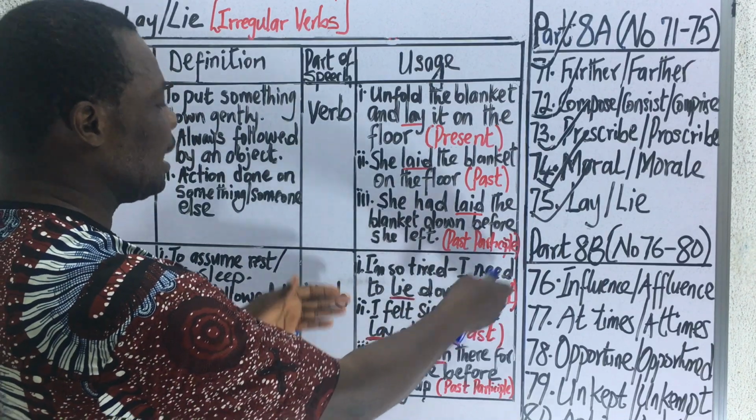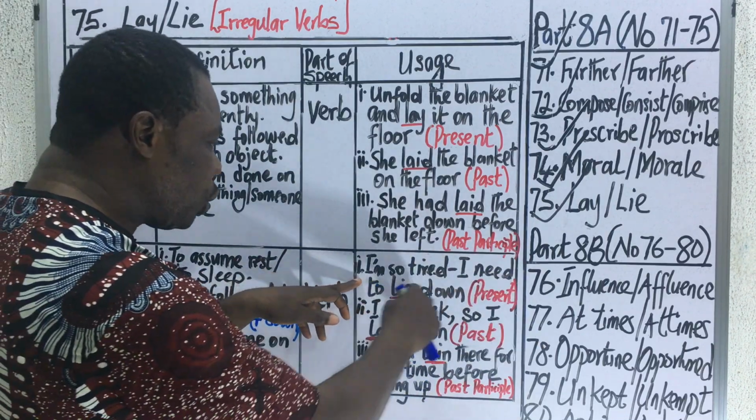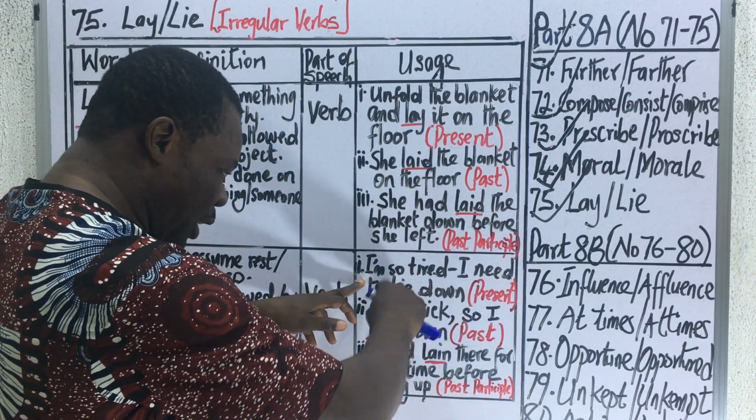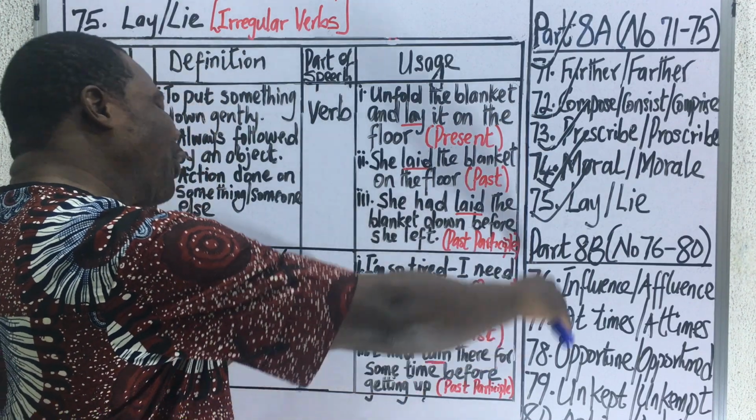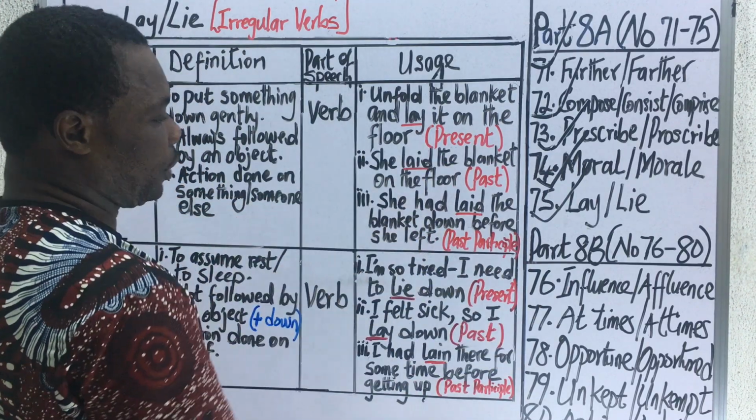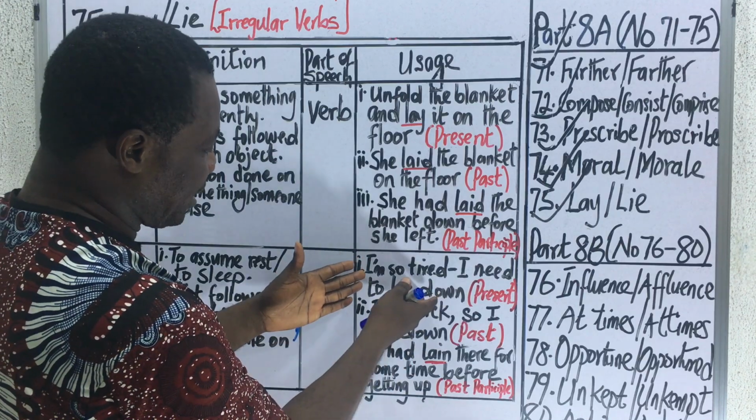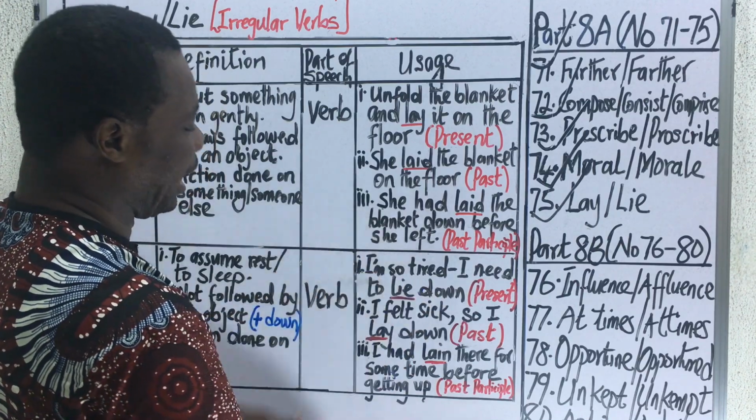So I am so tired, I need to lie down. The action of this verb lie is being done on the speaker in this expression. So this is how to understand that lie means to recline.